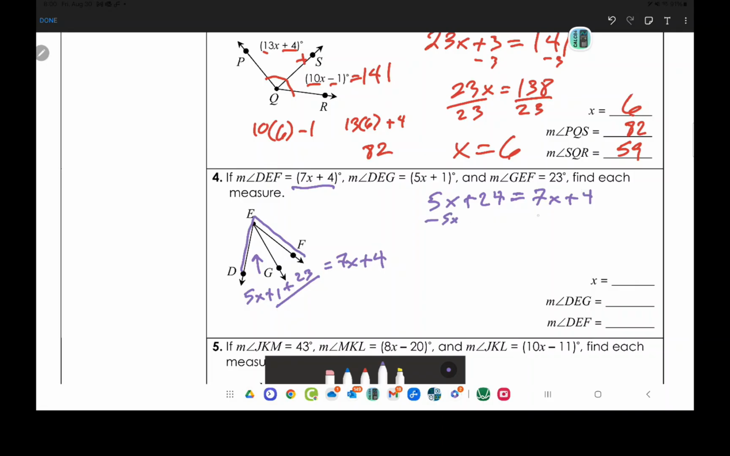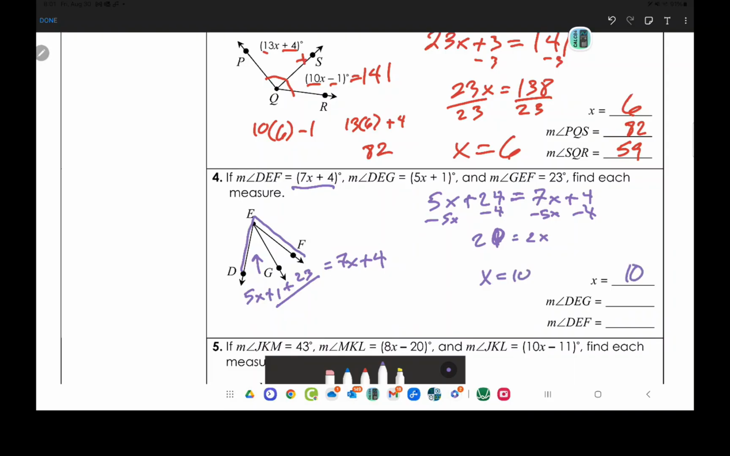Subtract 5x. 24 is equal to 2x. Subtract 4. We get 20. Divide by 2. X is 10.